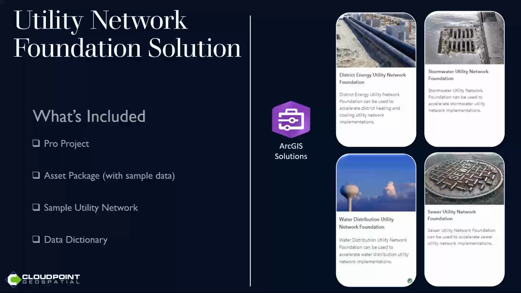So the asset package is available to you when you download one of the utility network foundations from the ArcGIS Solutions app. If you are on an older version of Enterprise and you decide you really want to deploy the utility network before you upgrade, you're going to need to deploy that solution from ArcGIS Pro. Just keep in mind that the older solution is deprecated in the utility network.